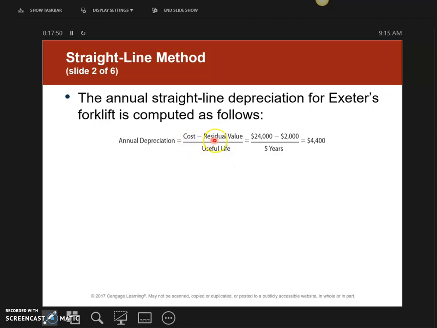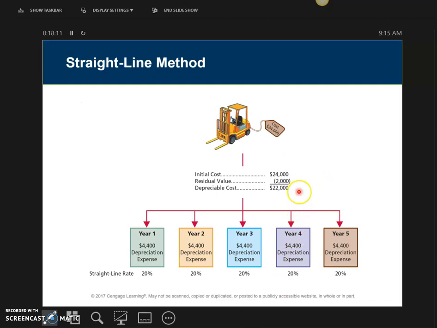Now don't forget, cost minus residual is called the depreciable cost. So the $22,000 is my depreciable cost, divided by 5 years, says that every year I'm going to do $4,400. That'll be the same depreciation every single year, and so it'll kind of look like this. So here's my depreciable cost. Every year I'm going to take off $4,400 for expenses. So basically if I'm doing 5 years, I'm doing 20% a year.